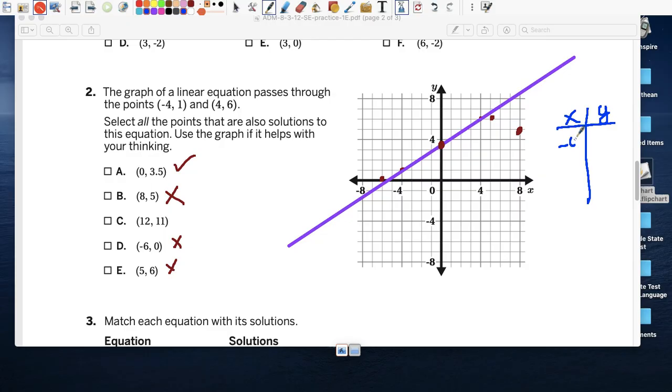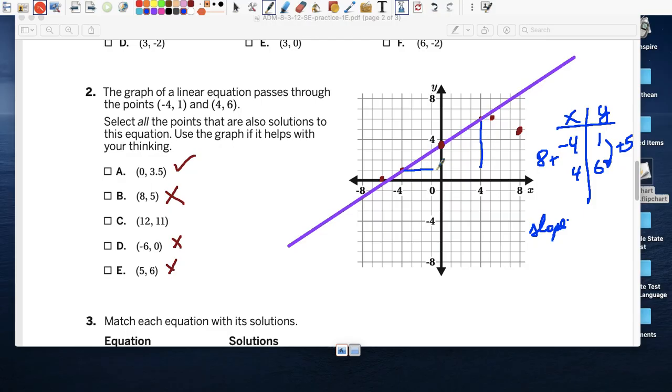So negative 4 and 1, and the other one's 4 and 6. From 1 to 6 is positive 5. From negative 4 to 4 is plus 8. So think about what our slope is. Our slope is between negative 4, 1 and 4, 6. So you can create a slope triangle.